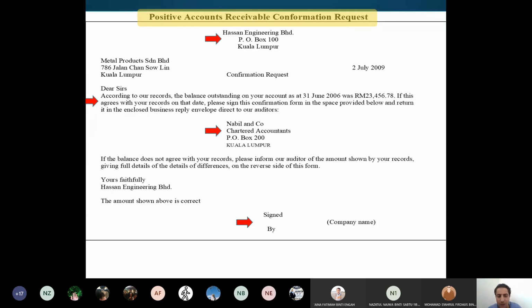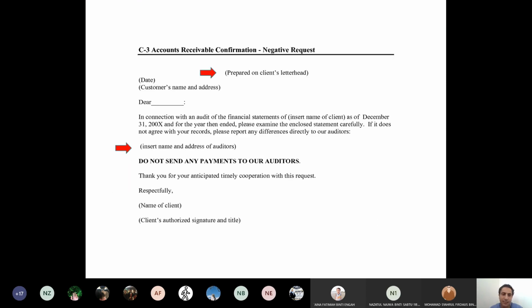So this is the confirmation which requests the customer or the debtor to write something. But let's say the negative request. Okay, so maybe I ask another student, please read.